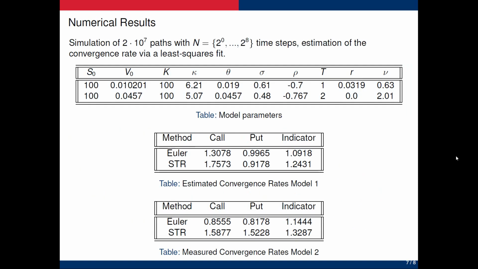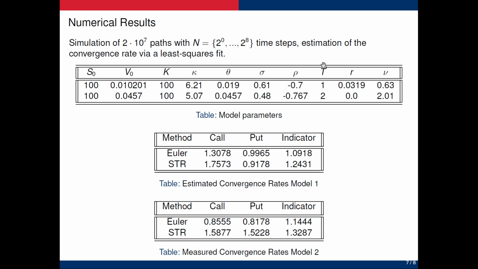We also performed a number of simulations, and I'm going to show 2 of the results now. We simulated 20 million paths for each number of time steps from 2 to the power of 0 to 2 to the power of 8. And then we estimated the rate of convergence by the slope of a least squares fit. The options we're looking at are a European call option, a European put option, and a type of barrier option whose payoff function is an indicator. I have to mention that none of these payoff functions fulfills the assumptions on the smoothness in our theorems, but the results are nevertheless quite good.